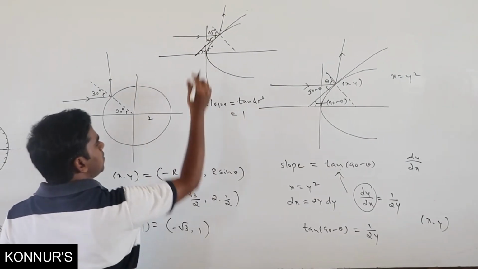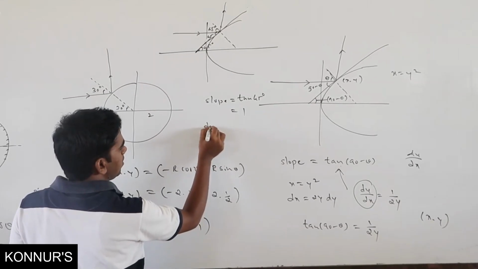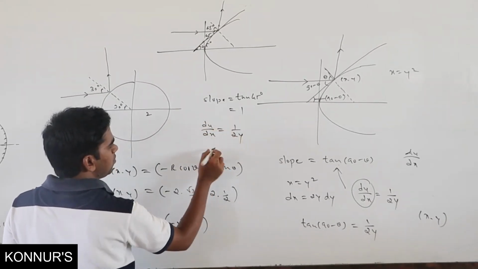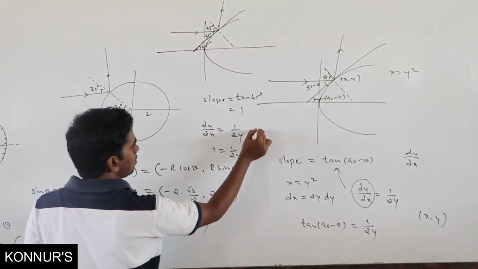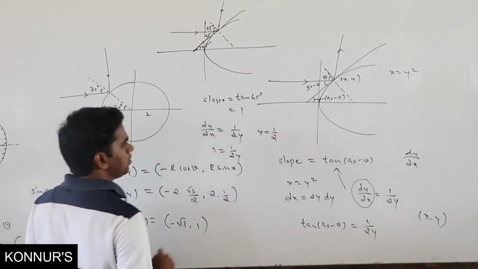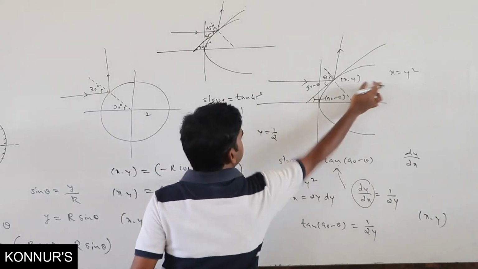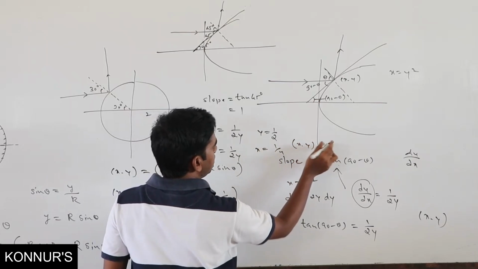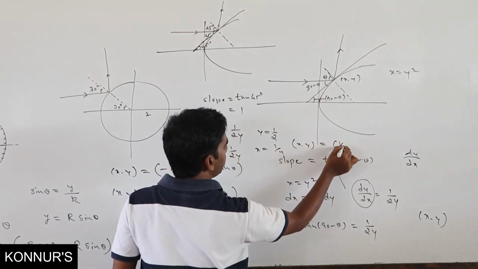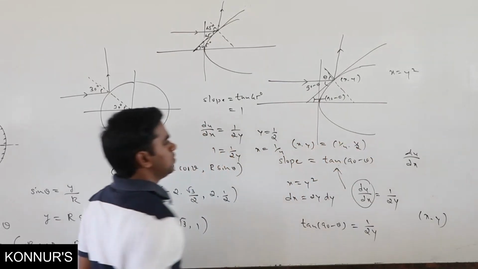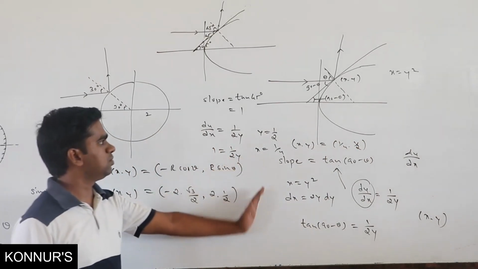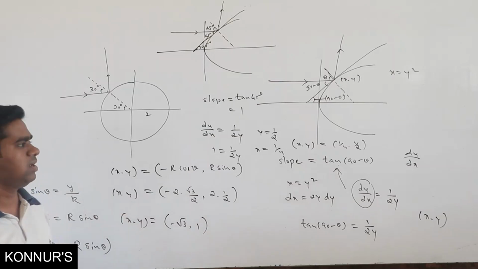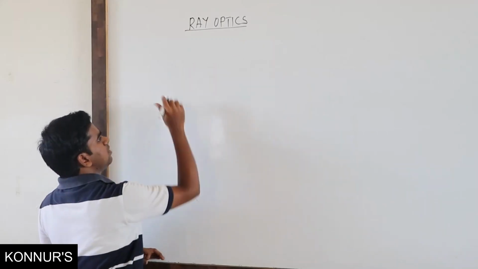1. So dy by dx. What is dy by dx? Dy by dx is nothing but 1 by 2y. So 1 by 2y equals 1, so y equals 1 by 2. If y is 1 by 2, x is 1 by 4. So x comma y is going to be 1 by 4 comma 1 by 2. This is how we can use this method to calculate the point of incidence x comma y. Okay, we'll take one more example of a curved surface.